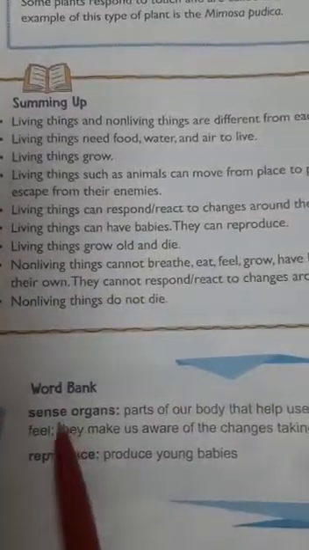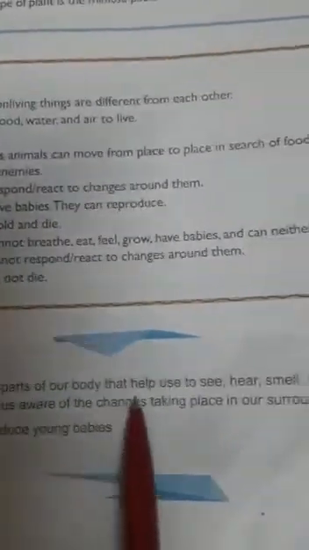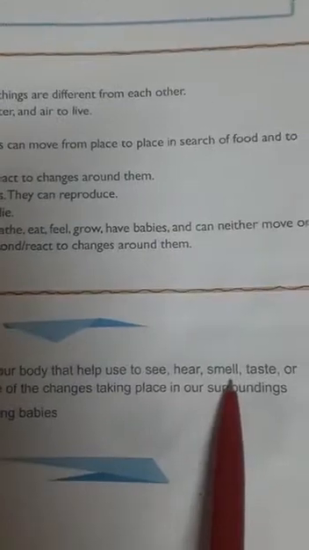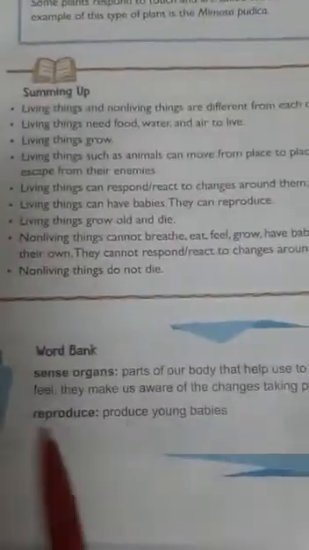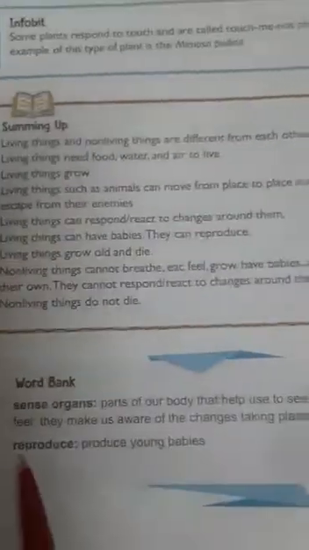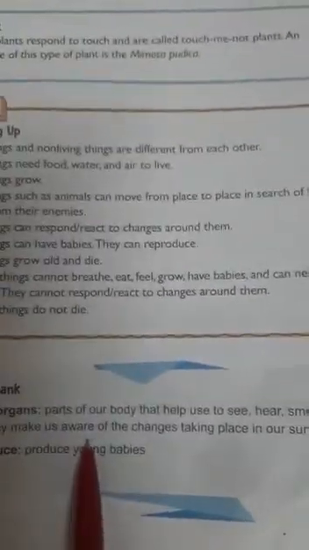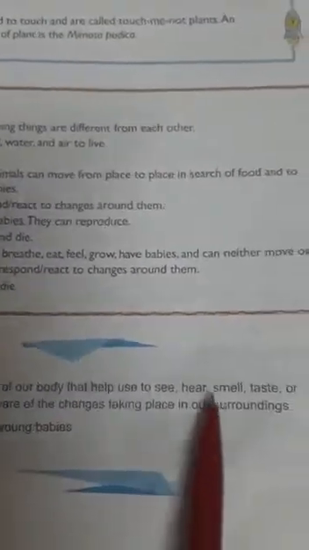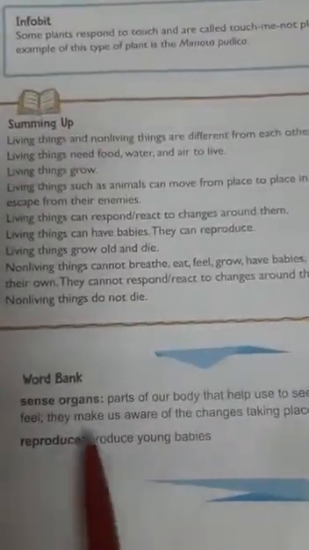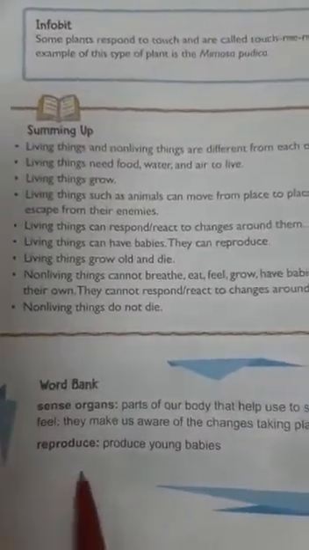Here we will see some new words in the word bank. Here are the definitions. What are sense organs? Parts of our body that help us to see, hear, smell, taste or feel. They make us aware of the changes taking place around us. So what are sense organs? The parts of the body which help us to see, hear, smell, taste or feel. They are sense organs. What is the meaning of reproduce? Producing young babies.